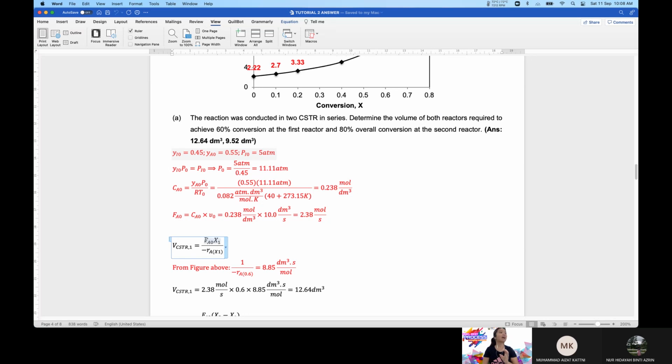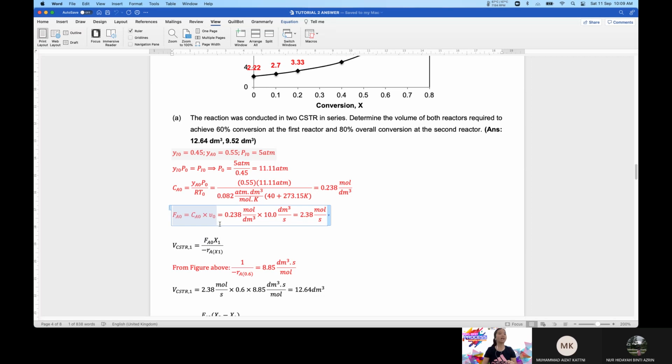Yang kita tak tahu lagi FA0. Kalau kamu perasan, we don't know yet FA0. Maksudnya saya kena cari dulu FA0. Kalau tak cari FA0, tak boleh solve. Then kamu ingat pula FA0 ada berkaitan dengan CA0, V0 kan. Kalau tak diberi directly FA0, I can always find FA0 but I must know CA0 and V0.